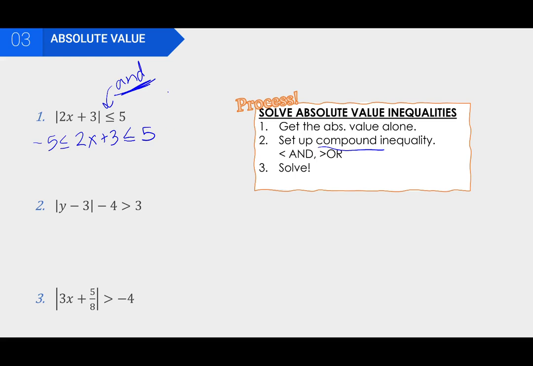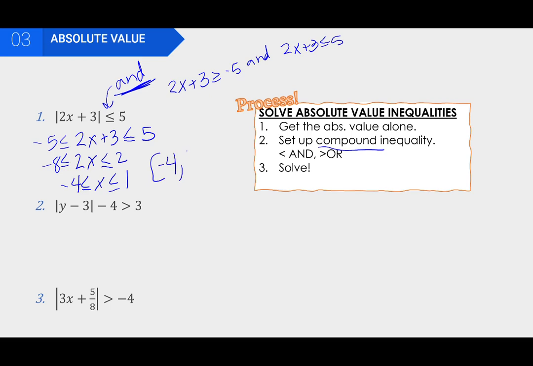Sometimes you'll see, by the way, students who will set it up like this. And they'll just write the and, kind of like we saw in the last video. And that is totally fine. You can do it that way as well. All right, negative 5. Let's go ahead and solve. Subtract 3, negative 8. And then positive 2, divide everything by 2, get negative 4, less than or equal to x, less than or equal to, 1. And of course, you can write that in interval notation, going from negative 4 to 1, included in square brackets.